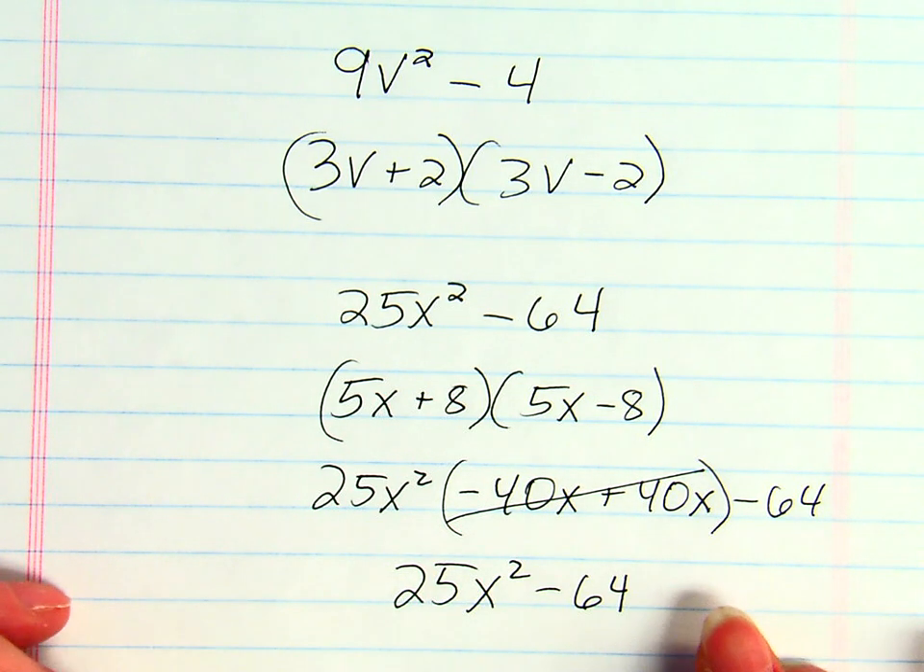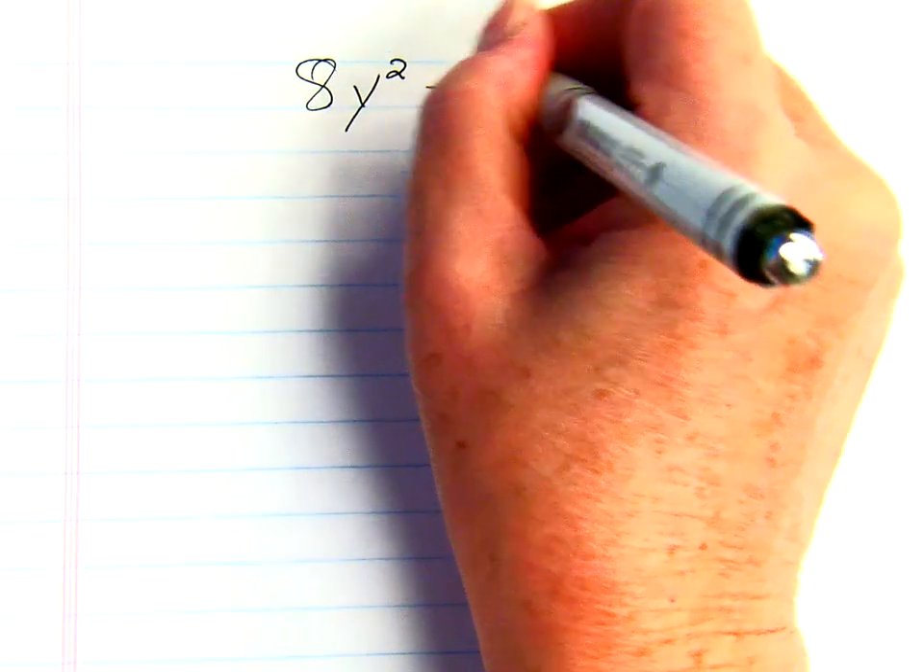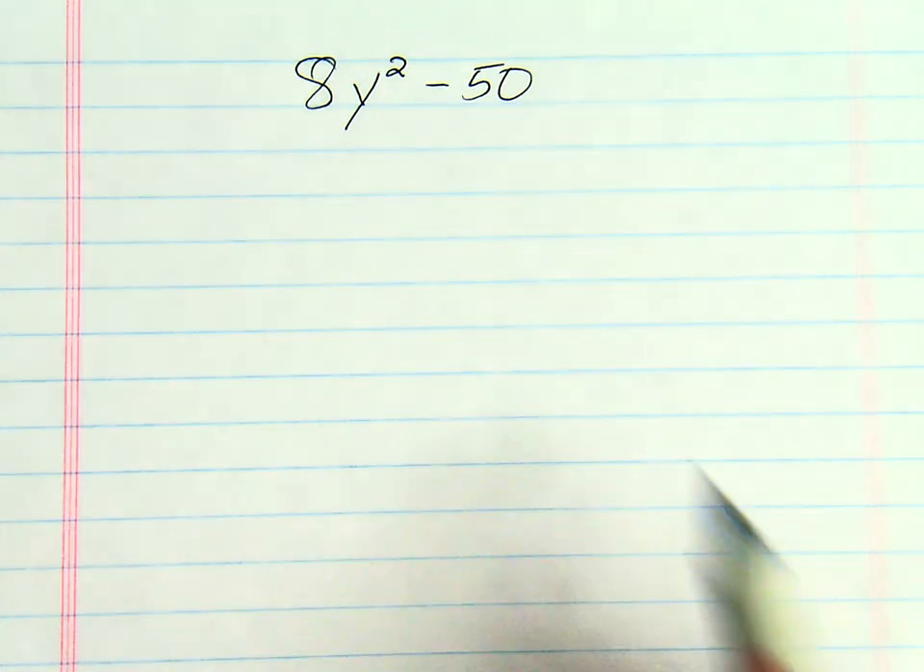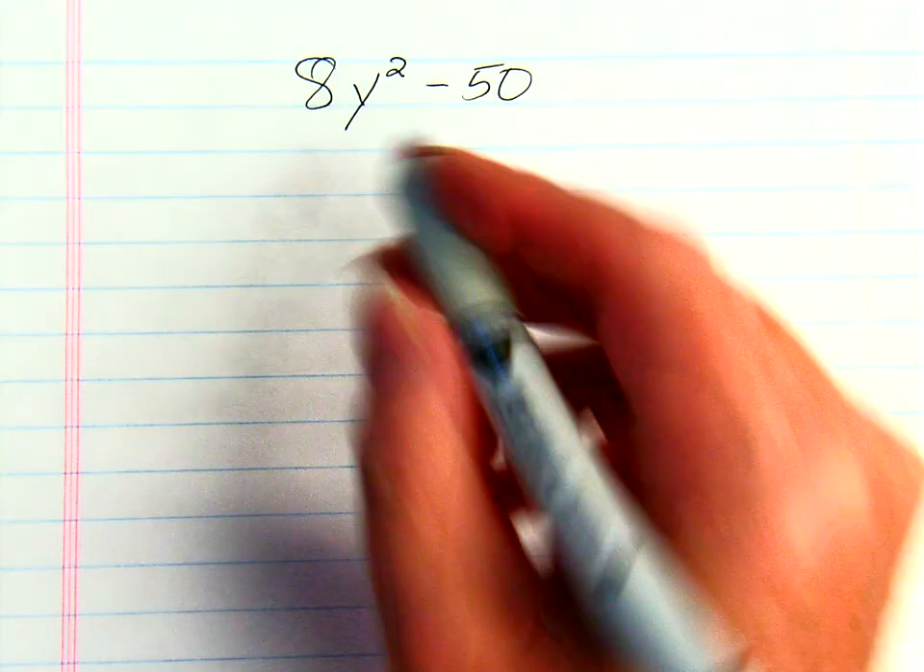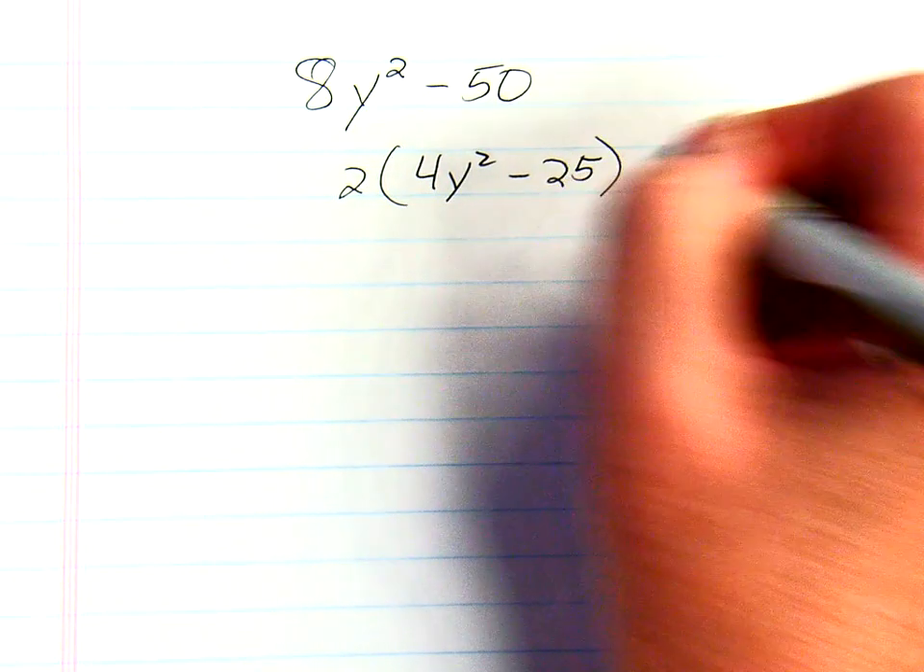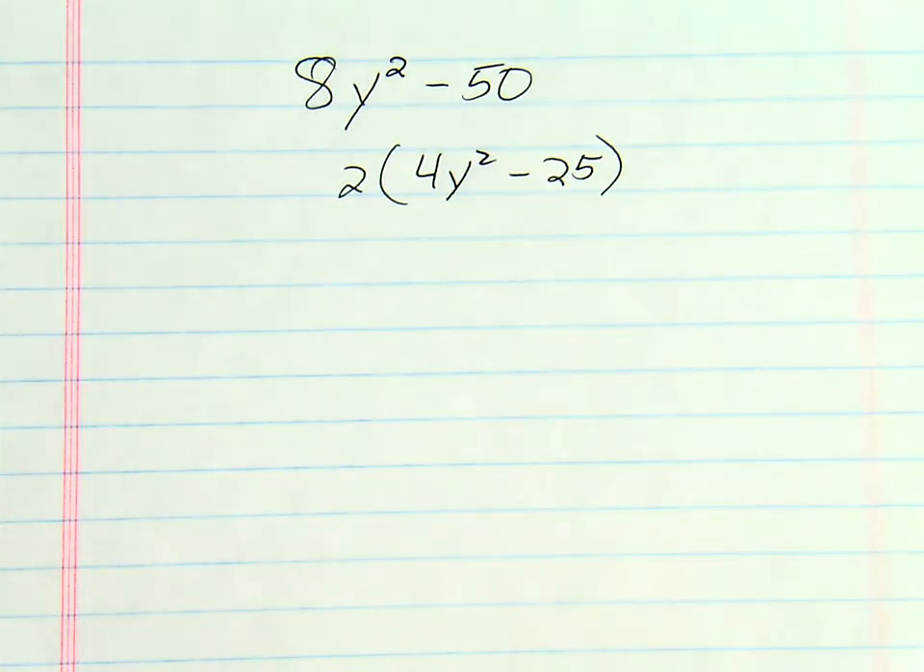The last thing that we are going to look at in this section is if we can factor out a common factor before we separate it into binomials. So we're going to look at 8y squared minus 50. Now, it has no b term, but there are no perfect squares here either. However, I know that I've got a common factor of 2. So the first thing I'm going to do is pull that 2 out. I've got 4y squared minus 25, and now I have the squares that I need.